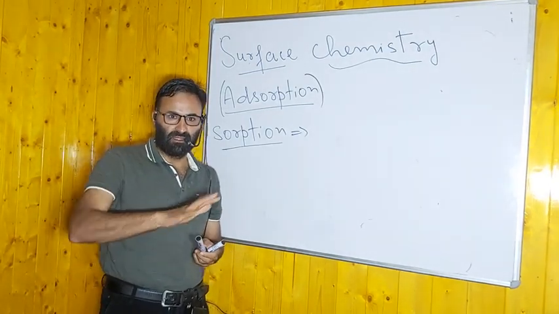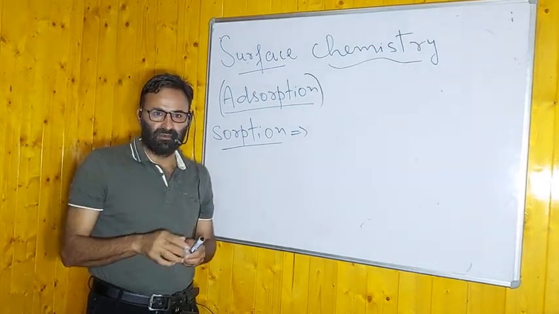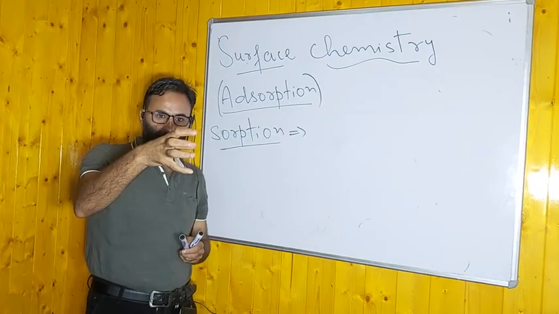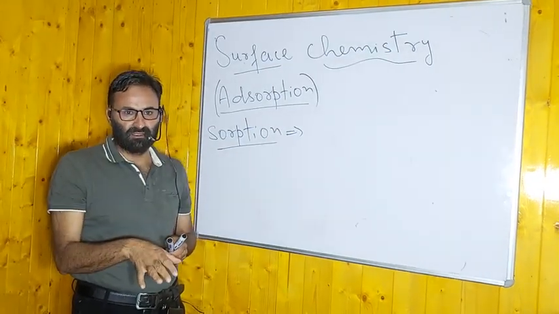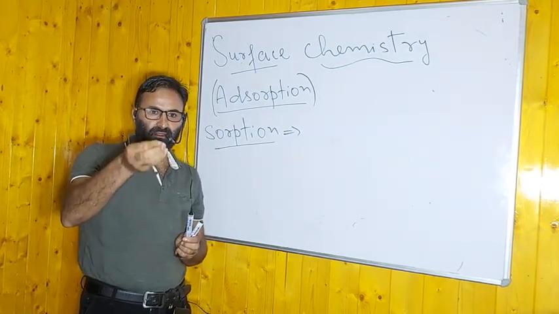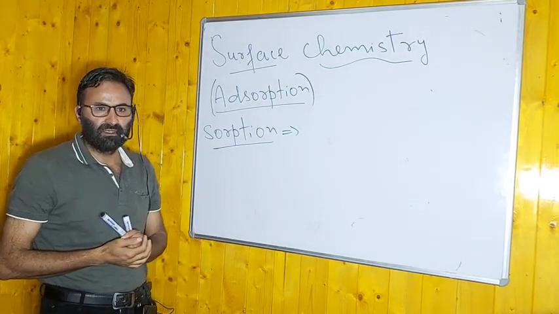What is adsorption? Definitions of adsorption. You can remember the simplest definition. It is accumulation of the particles, molecules of a substance on the adsorbent surface. Concentration or accumulation of molecules of a substance on the adsorbent surface.